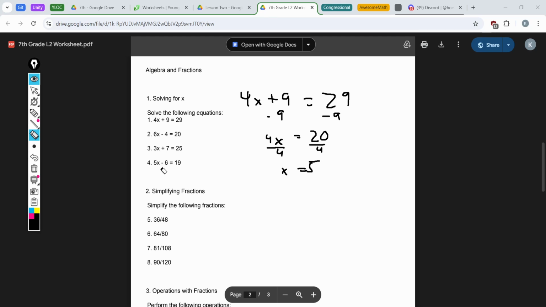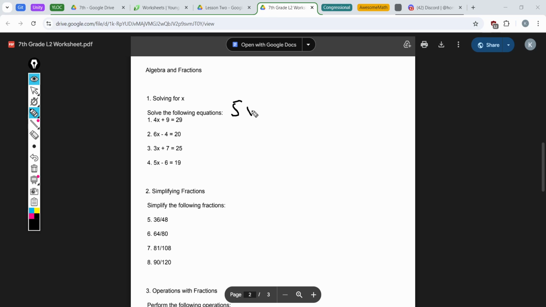I'll skip to the last one in this section for time's sake. 5x minus 6 equals 19. Add 6 to both sides this time. This will give us 5x equals 25. Divide both sides by 5. We get x equals 5. So the same answer by coincidence.